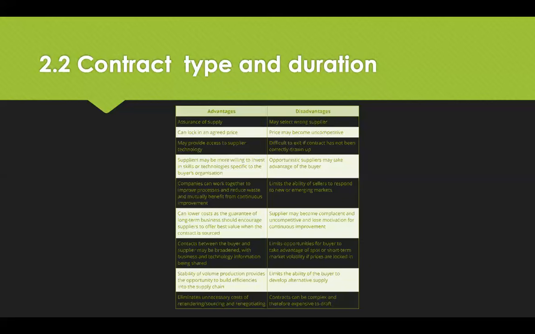Limits your opportunities to take advantage of any spot or short-term market volatility, and limits the ability for the buyer to develop alternative supply. The contract can become complex and therefore expensive to draft. So just be aware of some of the advantages and disadvantages, because it could come up as a question in the exam.